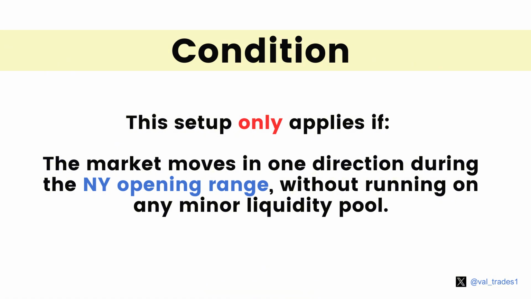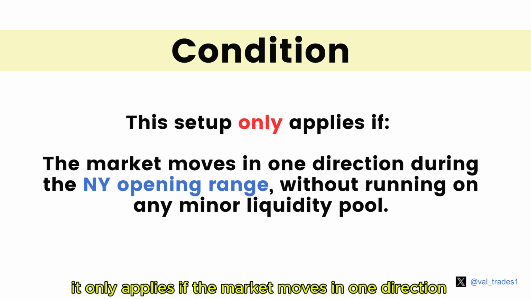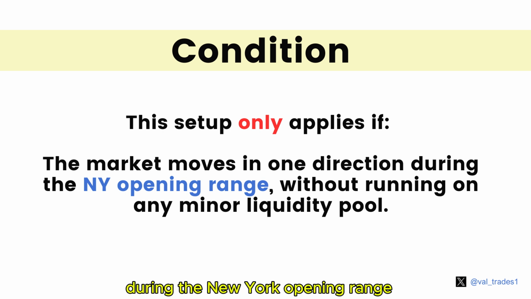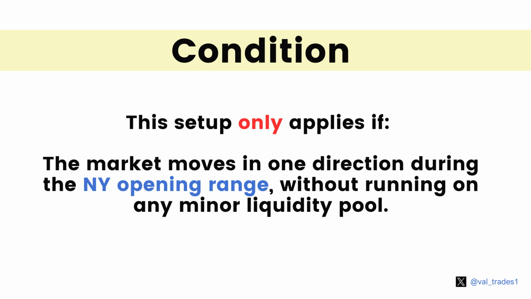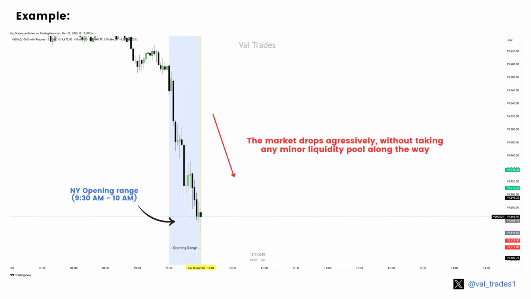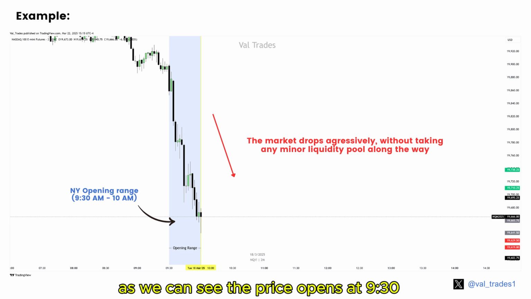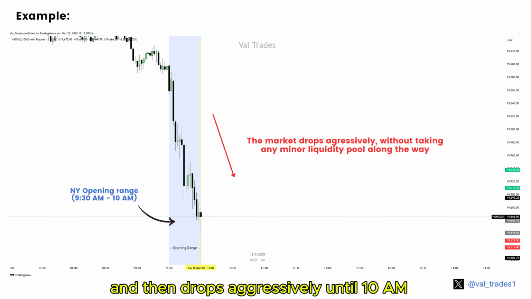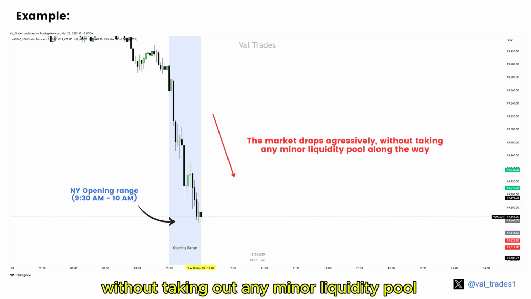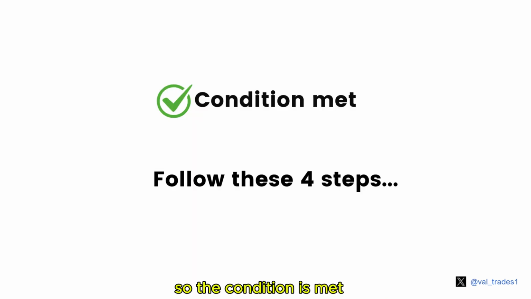Okay, let's start. As I mentioned before, this setup has one important condition. It only applies if the market moves in one direction during the New York opening range, without running on any minor liquidity pool. Let's see an example. Here we have the Nasdaq in a 2-minute chart. As we can see, the price opens at 9:30 and then drops aggressively until 10 a.m. without taking out any minor liquidity pool along the way. So the condition is met.